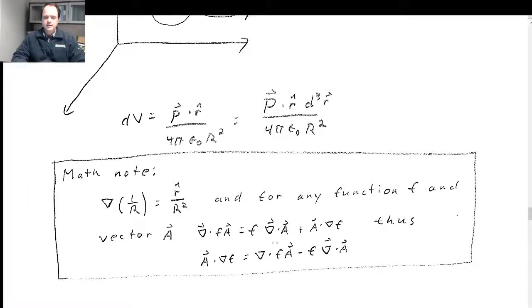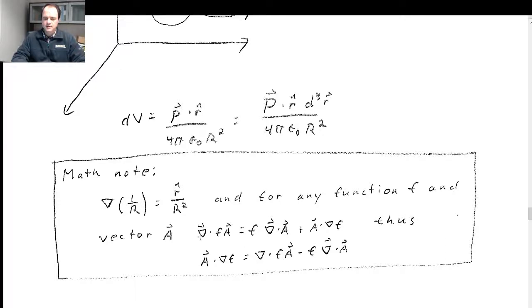Next we're going to work on this r hat over r squared. And we note that a math identity gives us that the gradient of the function 1 over r is equal to r hat over r squared. So we can replace this part right here with del of 1 over r.